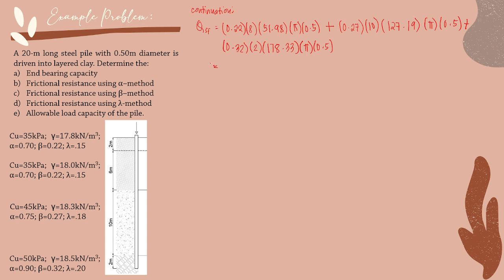So, yung skin friction is equal to 862.4128 kilonewton. So this is the skin friction using beta method. So sa letter D naman, kunin natin yung frictional resistance using lambda method.